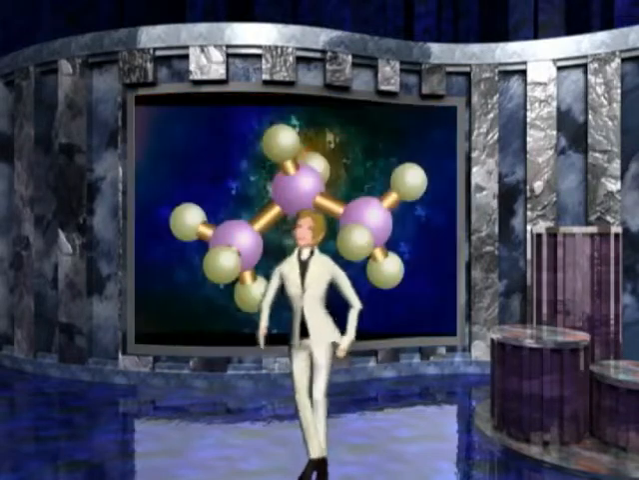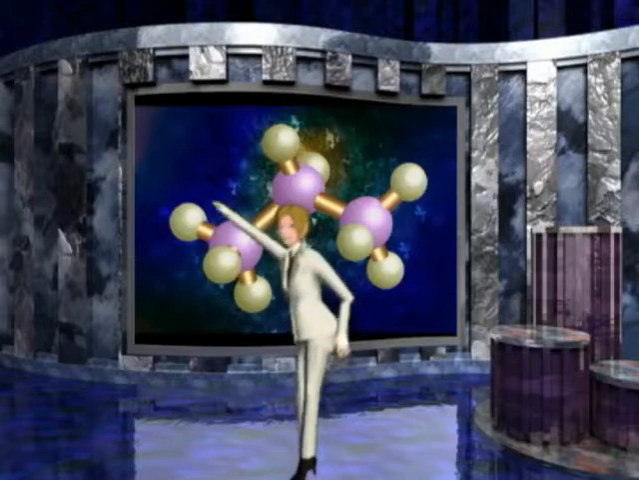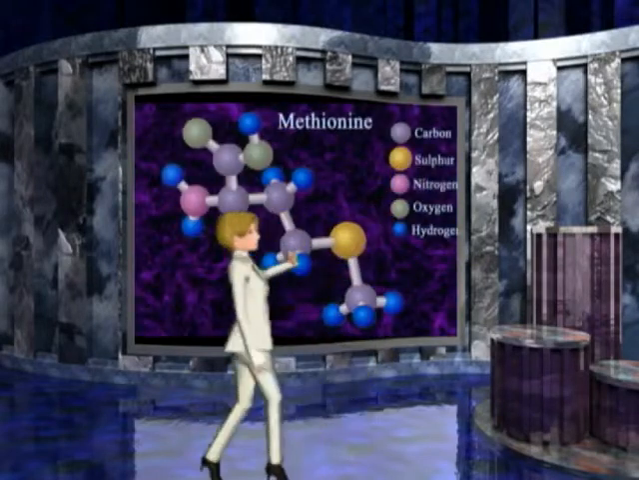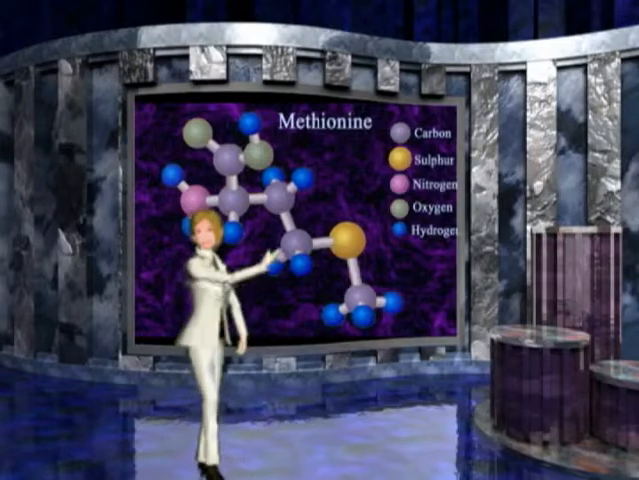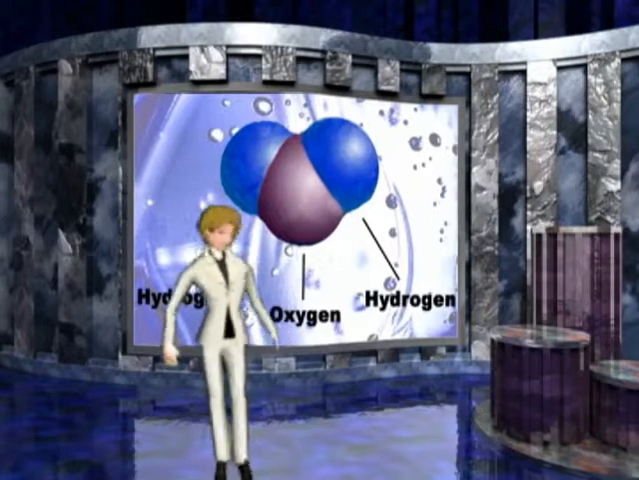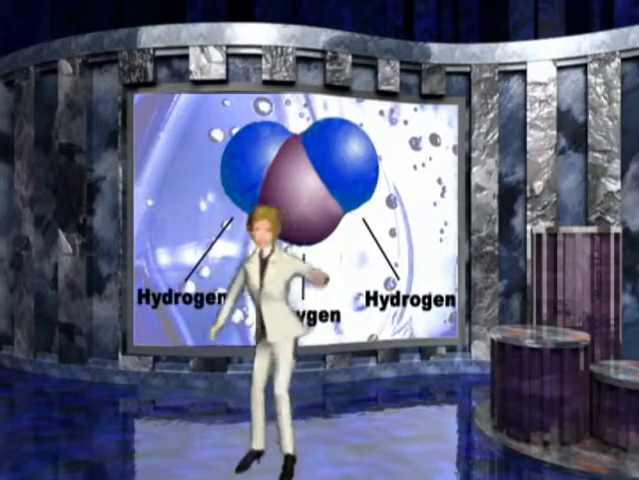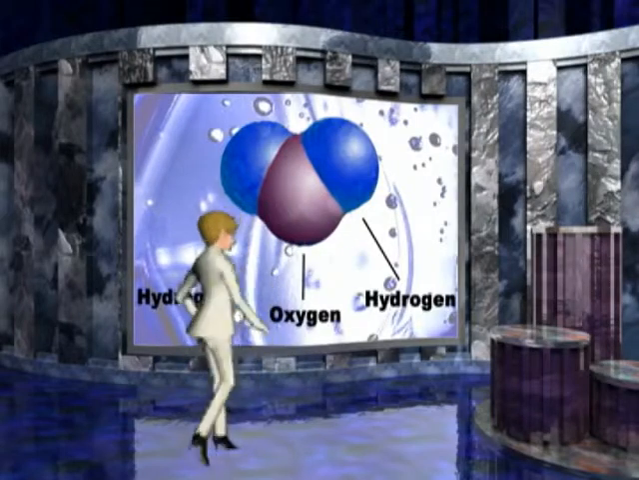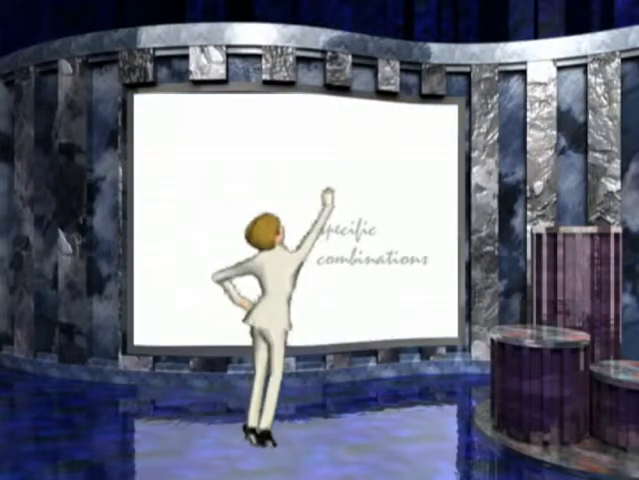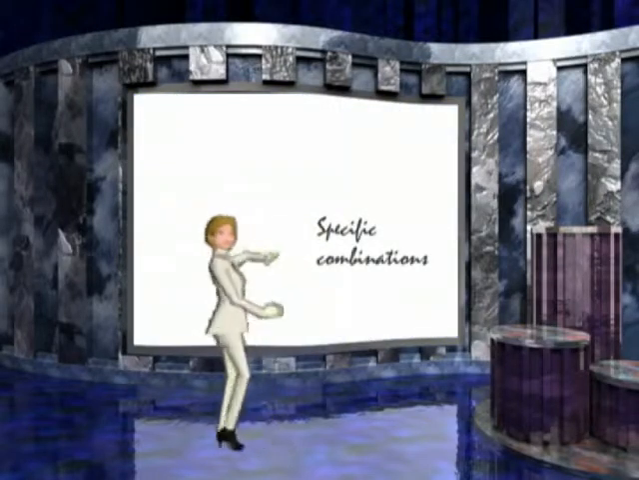A molecule can contain atoms of the same element or atoms of different elements. A substance made up of molecules that include two or more different chemical elements is called a molecular compound. An example of a molecular compound is water. Water is made of molecules that contain two hydrogen atoms and one oxygen atom. Molecules are compounds made up of specific combinations of atoms.